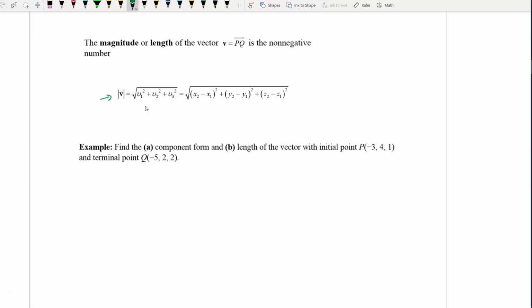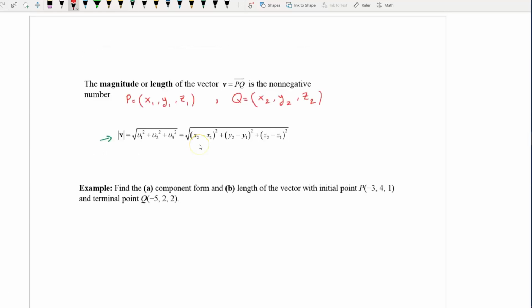This is equal to the square root of x2 minus x1 squared. We're trying to find the difference between these two points that we have for P and Q, to find the distance between these two. So here we have x2 minus x1 squared plus y2 minus y1 squared plus z2 minus z1 squared.